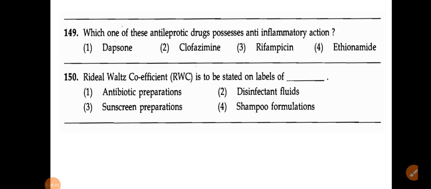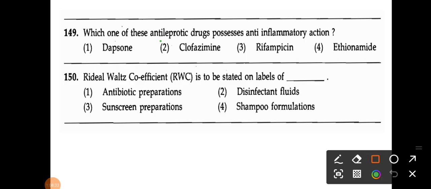Next, 149, which one of the anti-leprotic drugs possesses anti-inflammatory action? So that is again a leprosy topic from your pharmacology, right? Dapsone, clofazimine, rifampicin, ethionamide. All these drugs are used in leprosy, or all are examples of anti-leprotic drugs, but which of the following possesses anti-inflammatory action? That is your clofazimine, right? So clofazimine has the anti-inflammatory action.